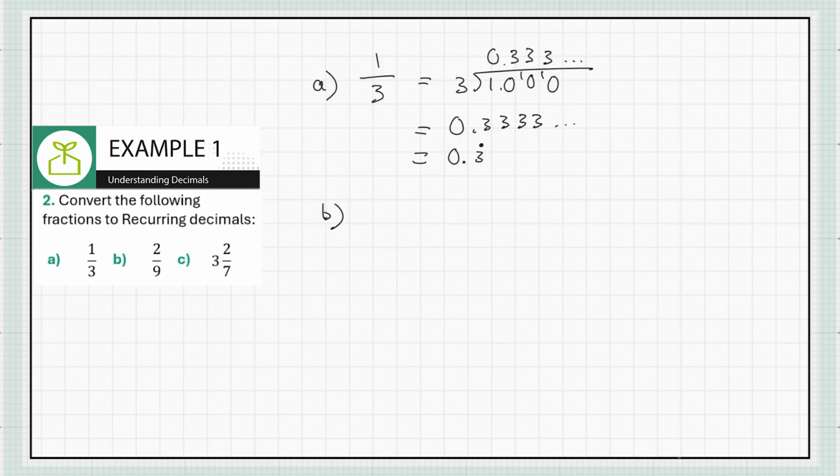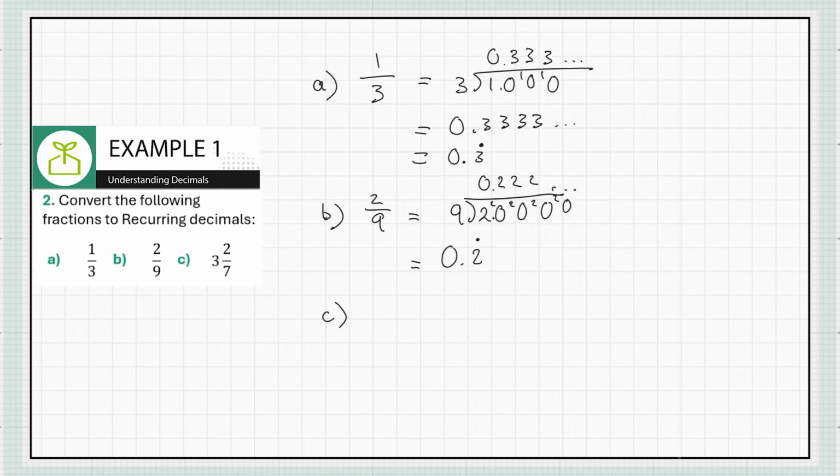Alright, let's look at B. We have 2 over 9, so let's convert it to a division problem. Alright, so 9 into 2 obviously does not go, and 9 into 20 goes twice with a remainder 2. And then twice with a remainder 2, and you can kind of see where this is going to go. So we would write this as 0.2 with a dot on the top to indicate that it is repeating.